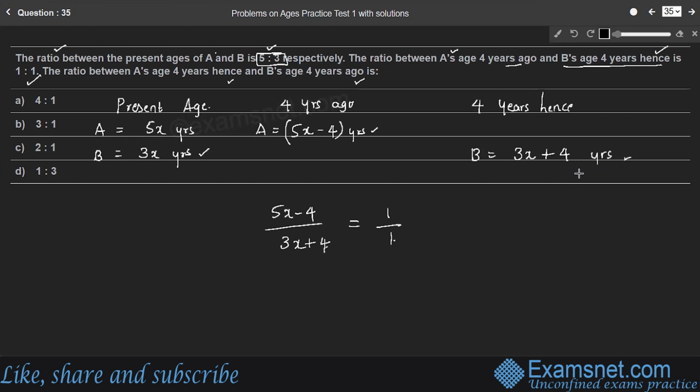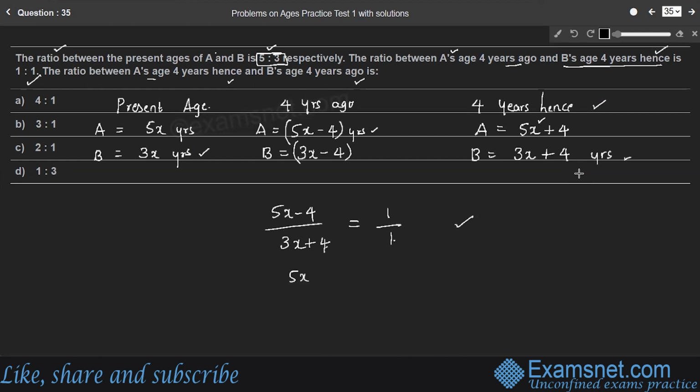Here, what is to be calculated? The ratio between A's age 4 years hence and B's age 4 years ago. So here we need A's age 4 years hence and B's age 4 years ago, and the ratio between these two ages. For that we need the value of x, because 4 years hence A's age will be present age 5x plus 4. And for B, 4 years ago B's age was 3x minus 4. So for this also we need the value of x. So using the given ratio 1:1, we'll find the value of x.